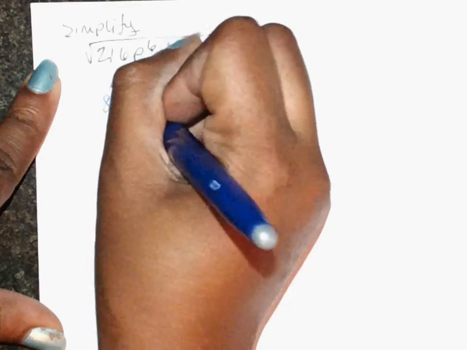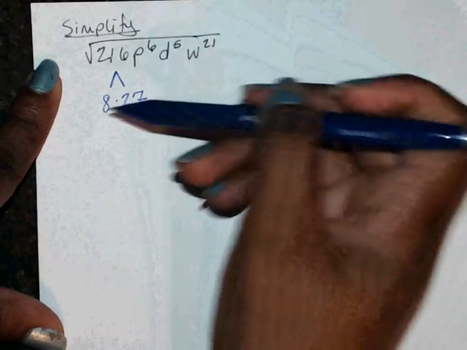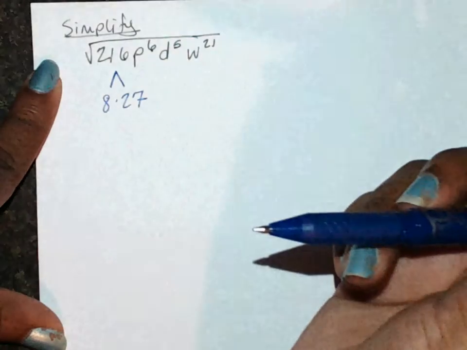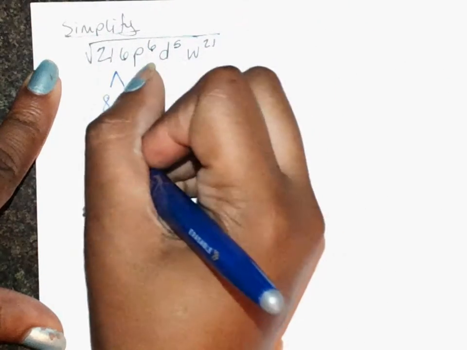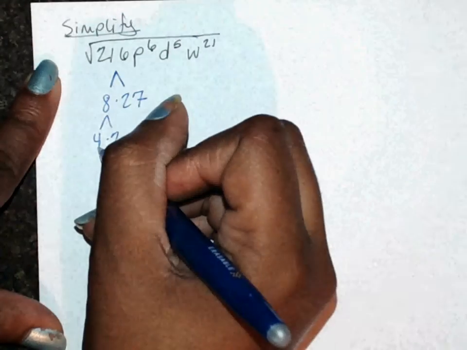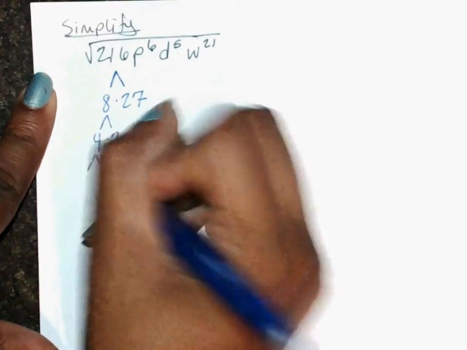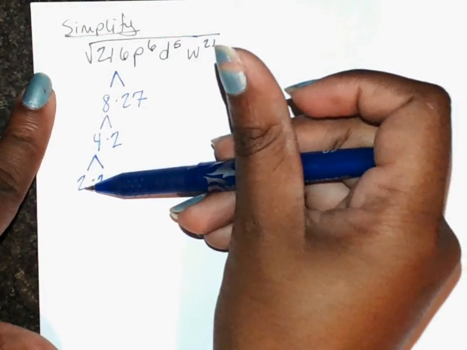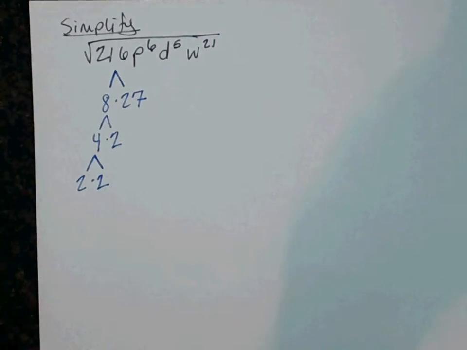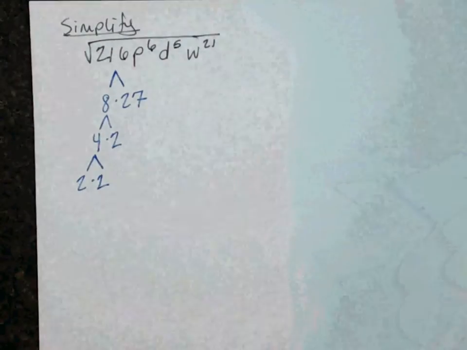I know that 8 times 27 would get me 216. Alright, I'm going to then take these numbers and break them down the same way I broke down 216. What two numbers will multiply to get you 8? 4 times 2. Can 4 be broken down anymore? Are there two numbers that multiply to get you 4? Yes. 2 times 2. Can 2 be broken down anymore? No, because it's a prime number. The only way you can break down 2 is if you do 2 times 1. We don't worry about ones.